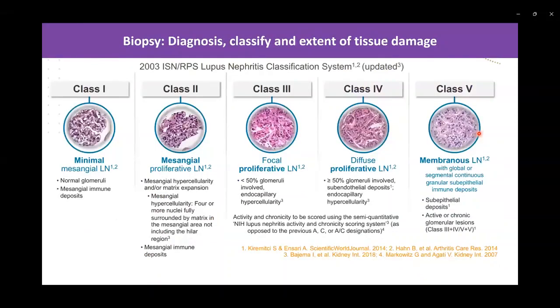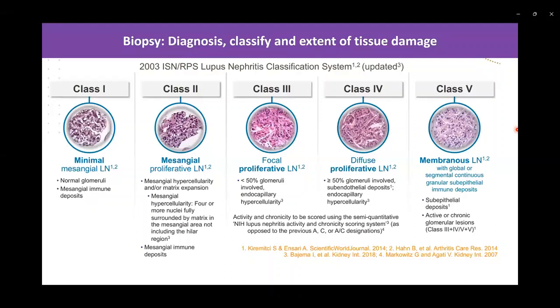Lupus is diagnosed, classified, and the extent of tissue damage is assessed on a kidney biopsy. Over the years, the ISN-RPS 2003 lupus classification has undergone various changes and has recently been updated. But overall, there are 6 classes of lupus nephritis. Now, it is important to classify lupus nephritis into all of these classes because the management as well as the prognosis would depend on these classes.